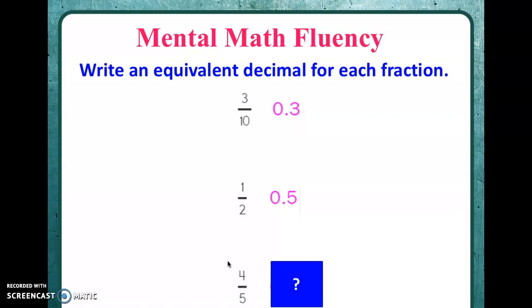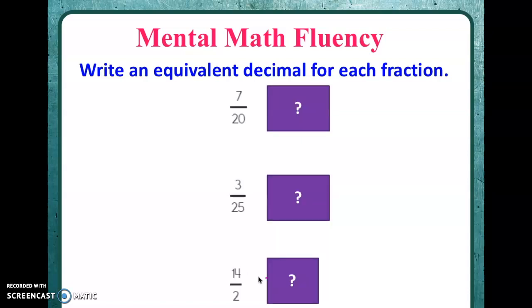4/5. As we did for number 2 here, 4/5 needs to get to a denominator of 10. So if we multiply 5 times 2, and 4 times 2, we will get 8/10. Now we can write it as a decimal of 0.8. That was a little bit more difficult, but knowing that you need to get your denominator to 10 or 100 to be able to write it as a decimal.